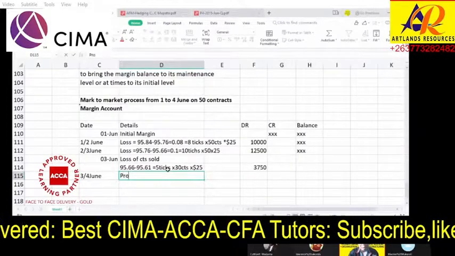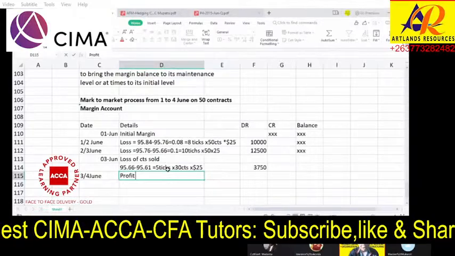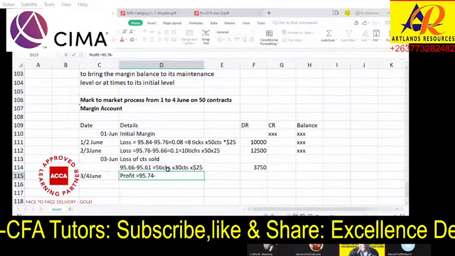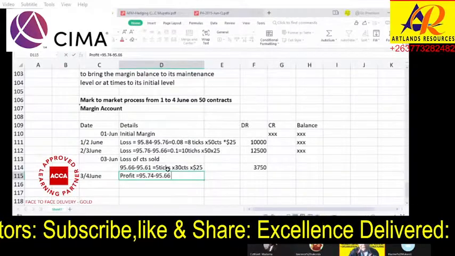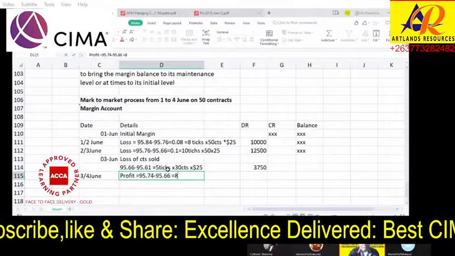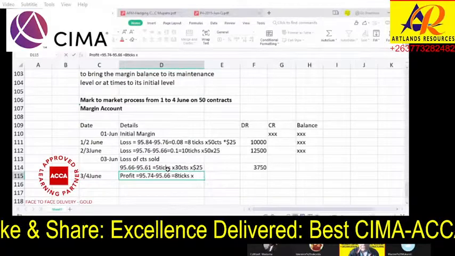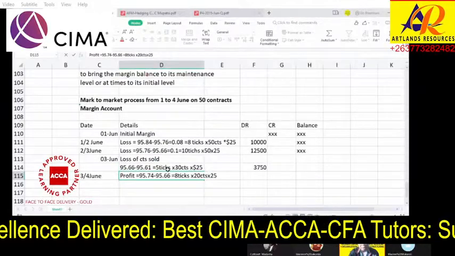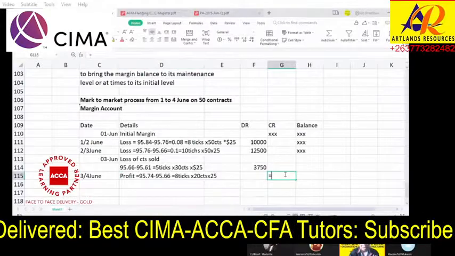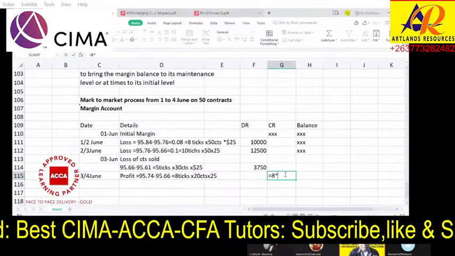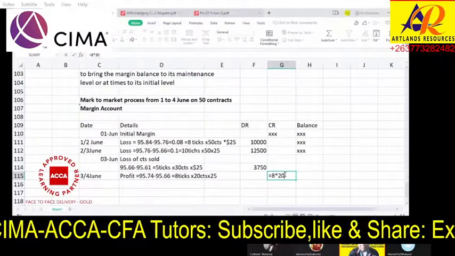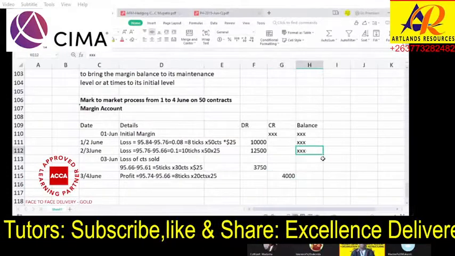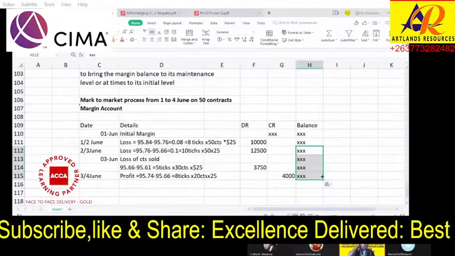So the profit on this day is 95.74 minus 95.66, which is 8 ticks, times 20 contracts. It's now left with 20 contracts times 25. So this will be credited to your margin account because 8 times 20 contracts times 25,000. So your margin account will be monitored so that it is not falling below the maintenance.